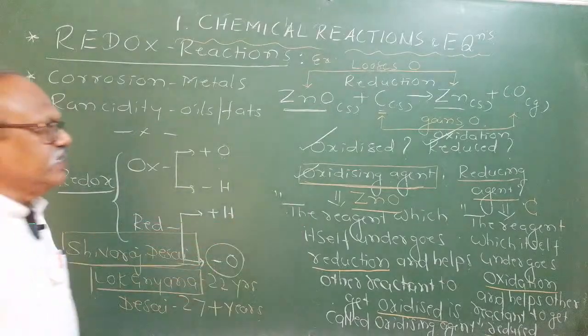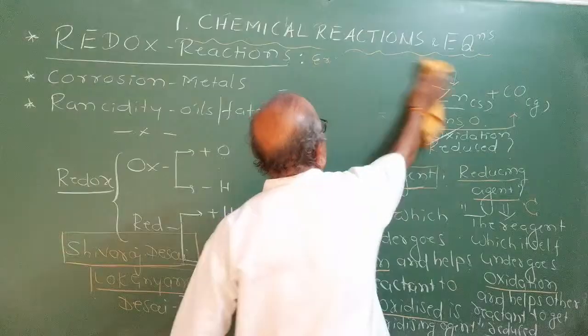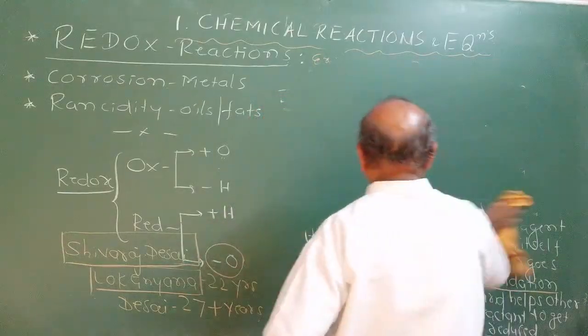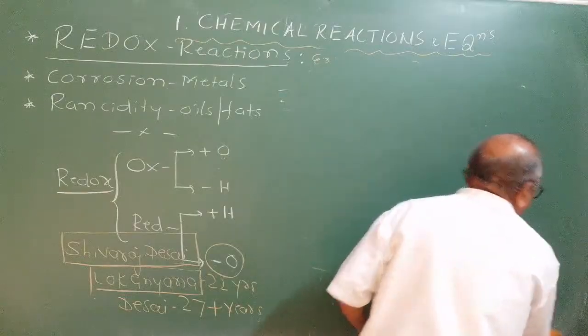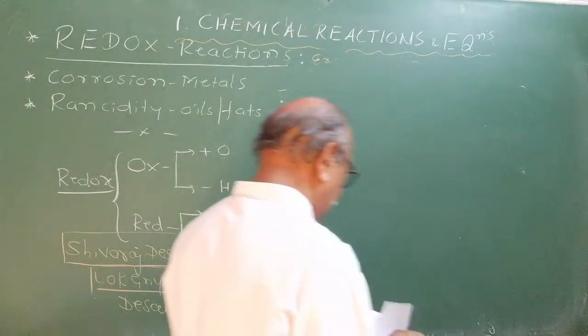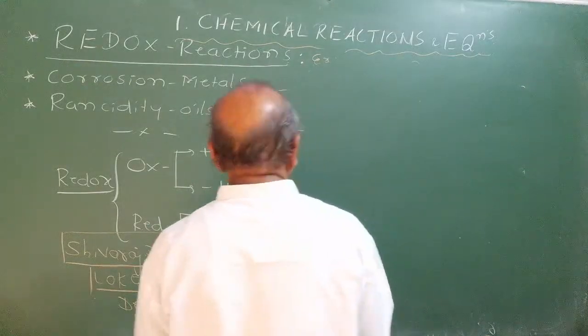What is an oxidizing agent and what is a reducing agent? Now I will give another example. You identify which is oxidized and which is reduced. I will take a different example than I discussed in the last class. I will give the reaction, you try to balance it.